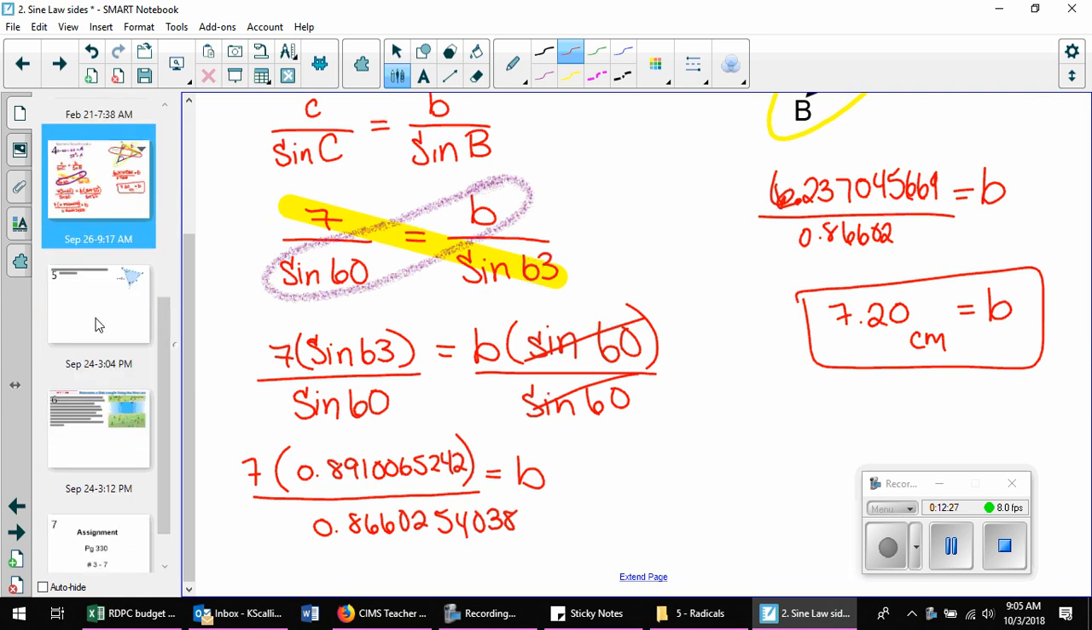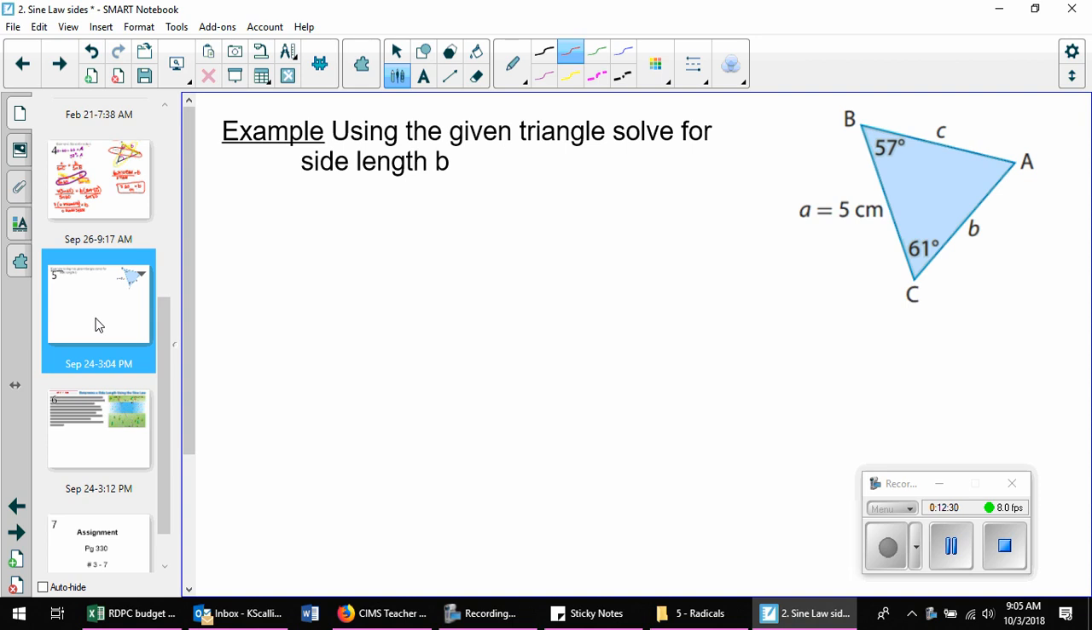It definitely matters. Okay, this one, using the given triangle, solve for side length P, which is already highlighted here. So I don't have a matching set of information. I have a side, but I have no matching angle. But that's easy enough to find. How would I find angle A? What do you add angle A up to? 180. I like crowd participation for things like that. So angle A.